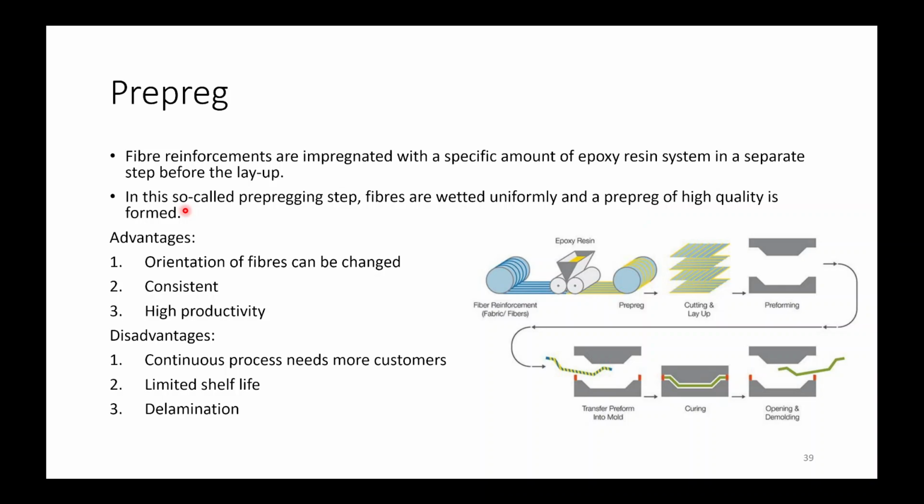Now the advantages of this process are that the orientation of fibers can be changed, it is consistent, and it has high productivity. The disadvantages are that it is a continuous process which needs more customers. It has limited shelf life. It can be subjected to delamination easily.